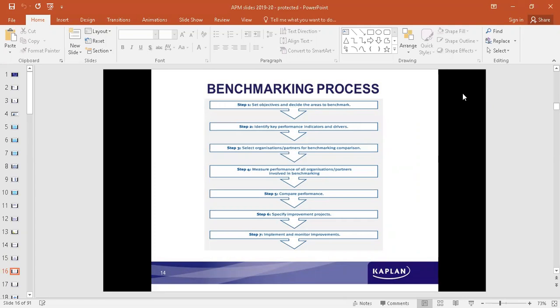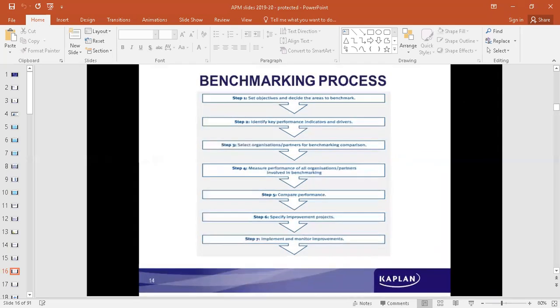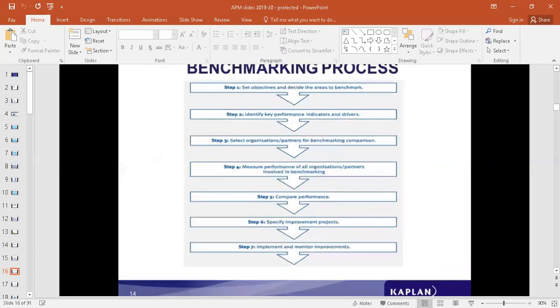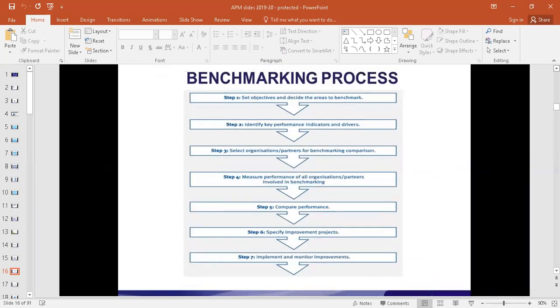Now, how is the benchmarking process taken up? What's the process of benchmarking? We are talking about benchmarking as a comparison of the entity with the benchmark. How does it actually happen? There is a process involved. This process has 7 steps. Following these 7 steps, the benchmarking activity can be carried out.